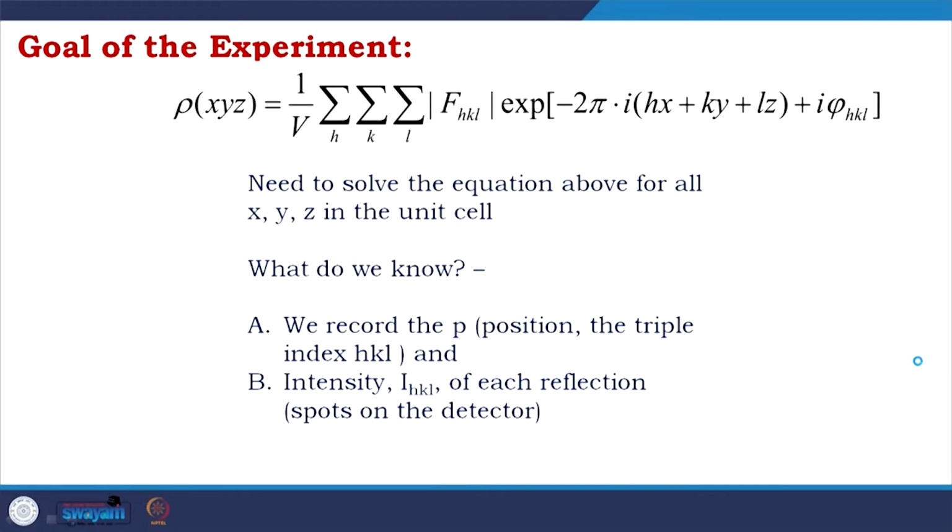So, we talked about what the problem is. Through theory, we try to understand that this is the phase problem, and a large part of the development of crystallography is devoted to solving it. So, this is the electron density equation. We need to solve the equation for all x, y, z in the unit cell. What do we know? We record the position, the triple index hkl, and the intensity I(hkl), which is proportional to the structure factor squared of each reflection, which we get from the spots in the detector, the diffraction pattern.